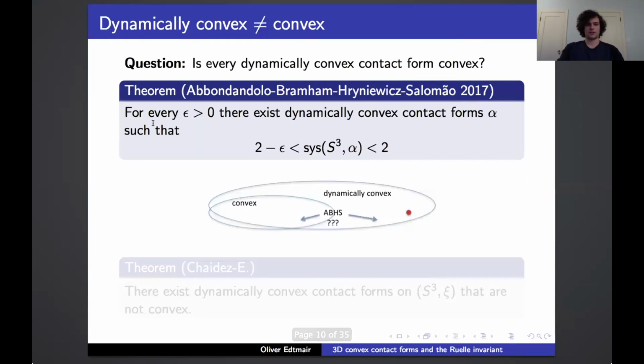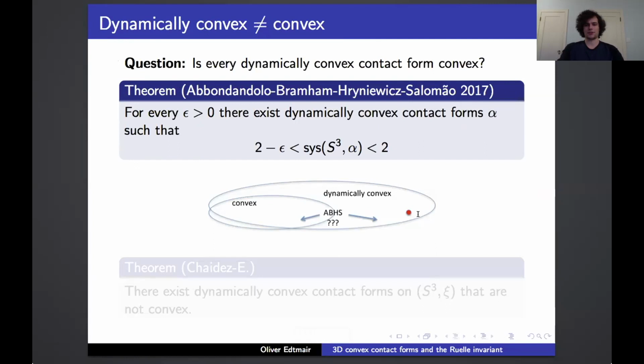Now, a natural question I can ask, and in fact has been asked, is whether every dynamically convex contact form is also convex. Here is one reason why one might find this question so interesting. There's a theorem, again by Abbondandolo, Bramham, Hryniewicz, and Salomão, that says that there exist dynamically convex contact forms whose systolic ratio is arbitrarily close to 2.